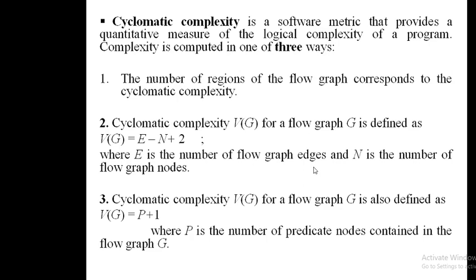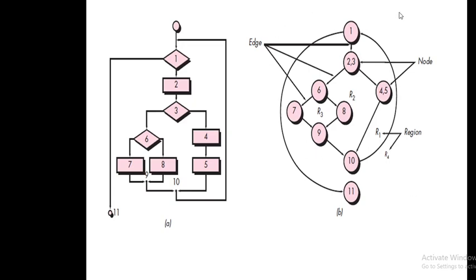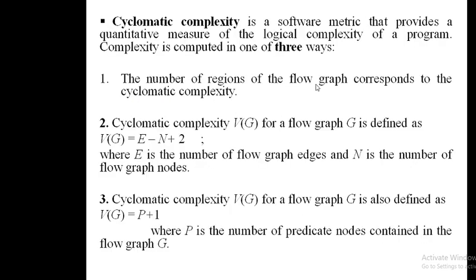In that, the first way is that the number of regions of the flow graph corresponds to the cyclomatic complexity. That means in the flow graph, how many regions are there? That region value. For example, let's go to our diagram. In this flow graph, we have 4 regions. So the cyclomatic complexity of this flow graph is 4. Based on the flow graph diagram, we have 4 regions, so the cyclomatic complexity of that flow graph is 4.